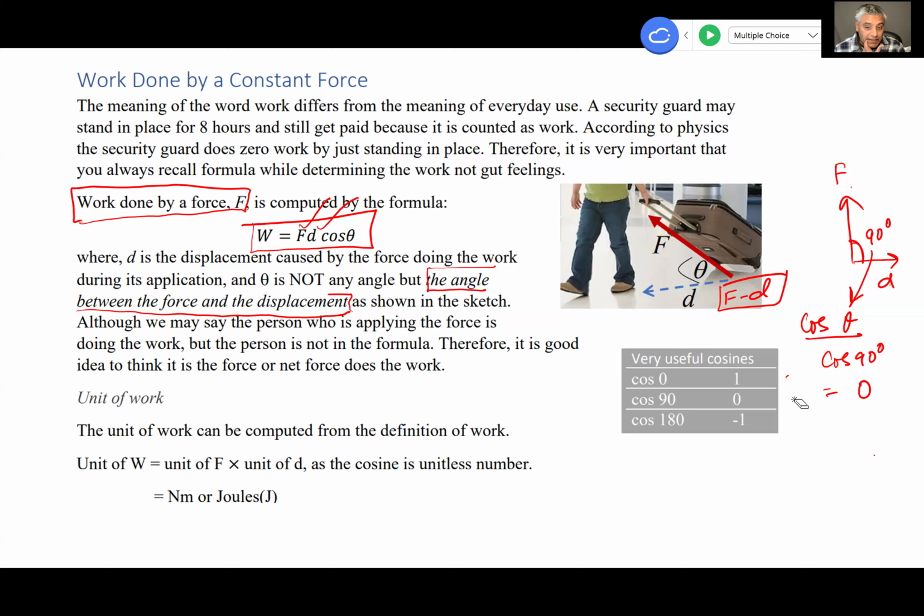So always a force does the work, and work done by that force is the product of the force times displacement caused by that force times cosine of angle between them. Them here means the force that's doing work and the displacement.